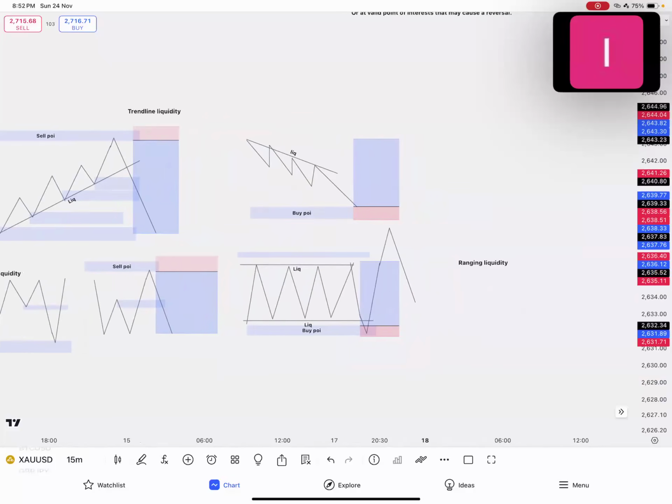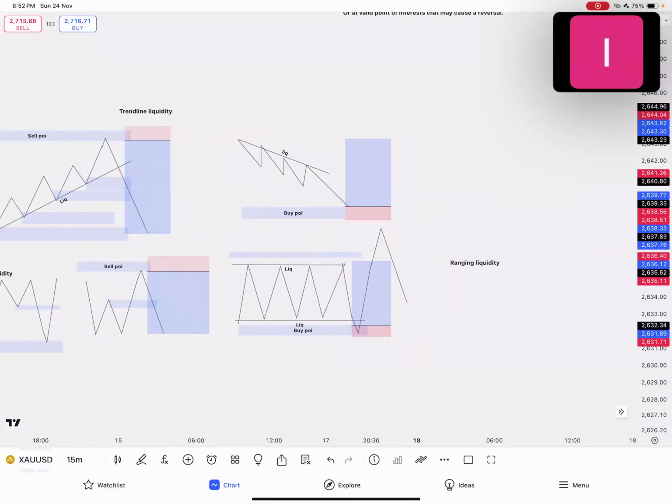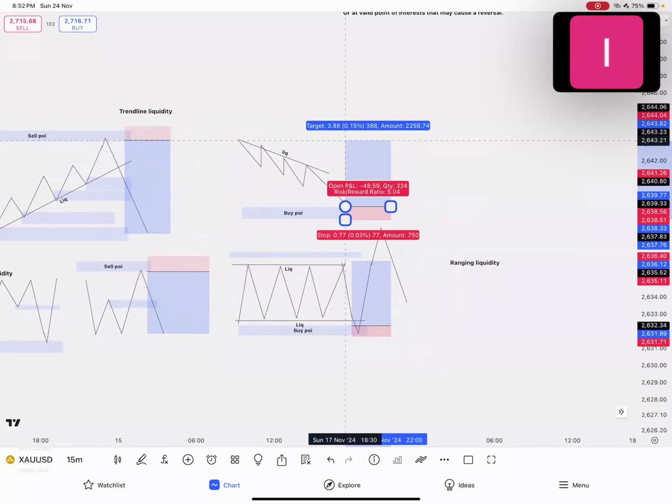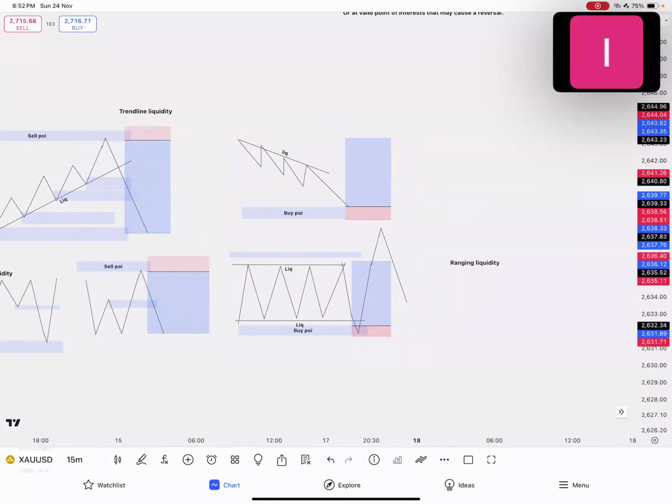If the market is approaching a buy point of interest, and while it's approaching your buy point of interest, it's making what? Lower highs and lower lows. It means that liquidity is being built on the upside. So if the market should trigger your buy point of interest, your take profit should be aimed at clearing that lower, what do you call it again? That trend line liquidity for the downside. That is your bearish trend line liquidity.